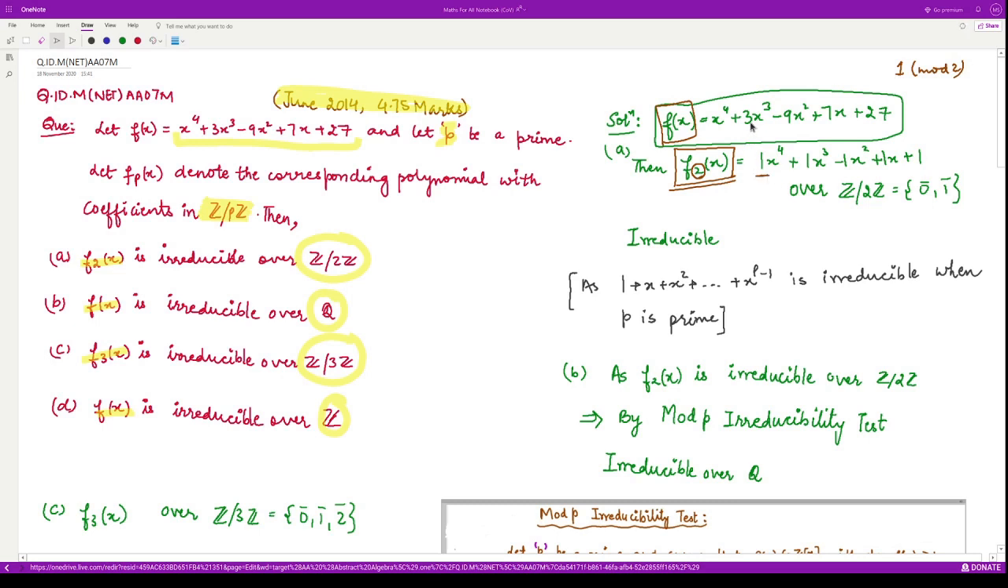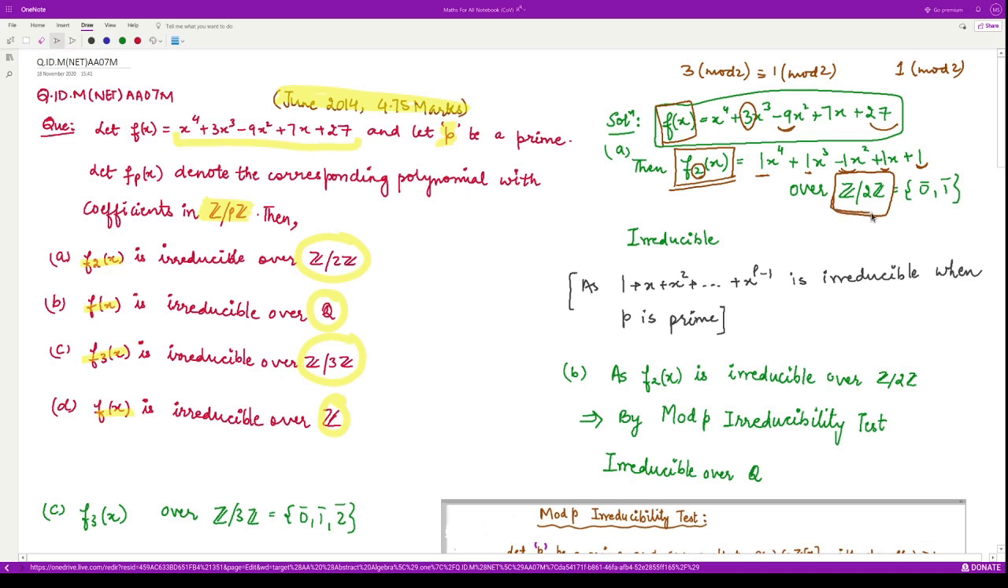When you divide 1 by 2, you get the remainder 1. So this is 1. The next coefficient is 3. When you calculate 3 mod 2, that means dividing 3 by 2, you get the remainder 1. So here we have 1. When you divide minus 9 by 2, you get the remainder minus 1. When you divide 7 by 2, you get the remainder 1. When you divide 27 by 2, you get the remainder 1. So this is the reduced polynomial f_2(x) corresponding to the given polynomial f of x in integers modulo 2.